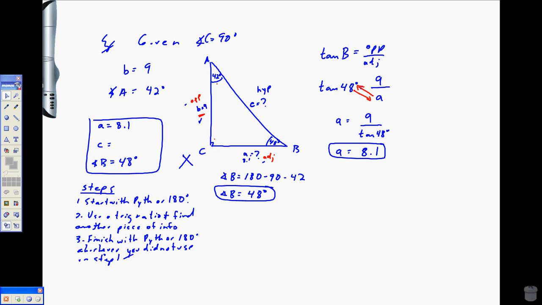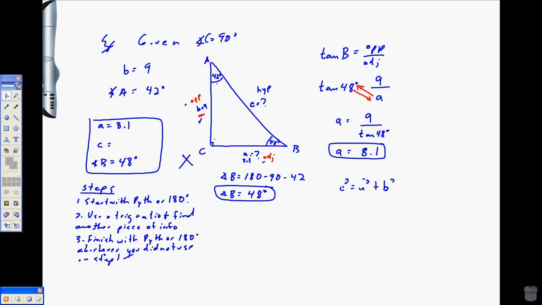Okay, so now if you notice on your triangle, we now know two sides. We have side A and side B. So we can use those now to find side C using Pythagoras. So Pythagoras theorem, c squared equals a squared plus b squared. Hypotenuse always goes into C.